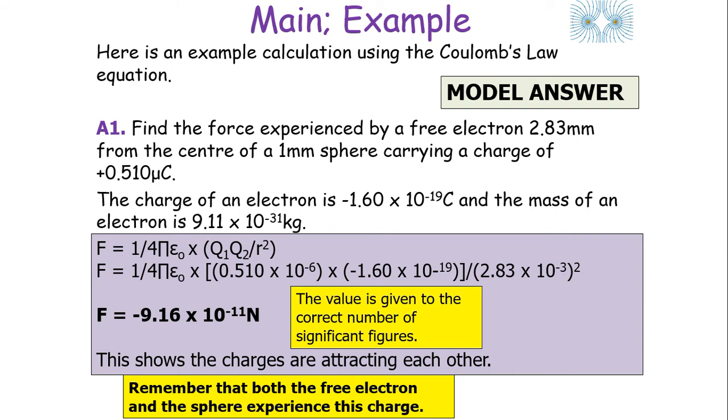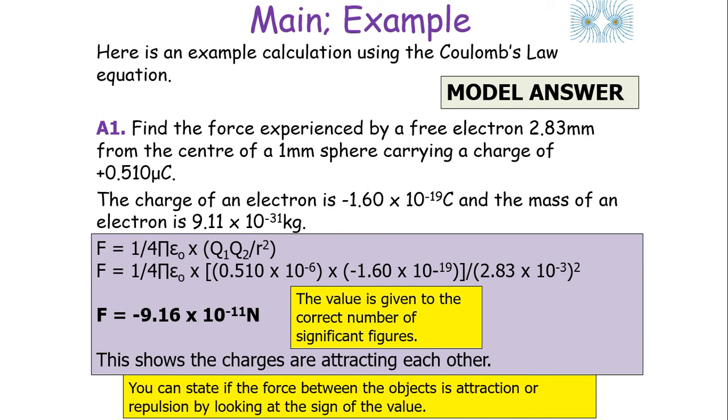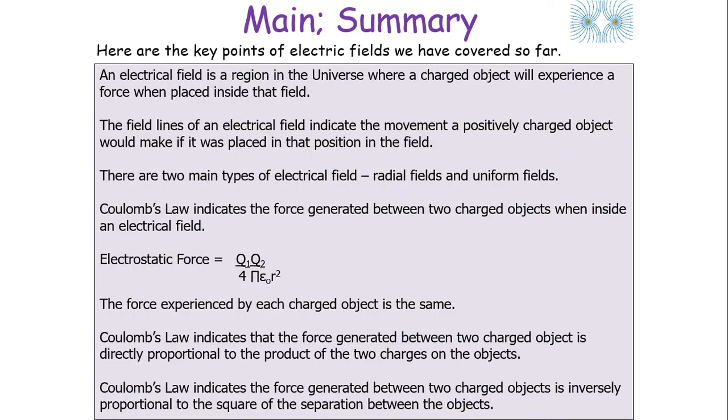And remember that both the free electron and the sphere in this particular example experience this force, and you can state if the force between the objects is an attractive or repulsive one by looking at the sign of the value. So let's just look at the key points. An electrical field is a region in the universe where a charged object will experience a force when placed inside that field. The field lines of an electrical field indicate the movement a positively charged object would make if it was placed in that position in the field.